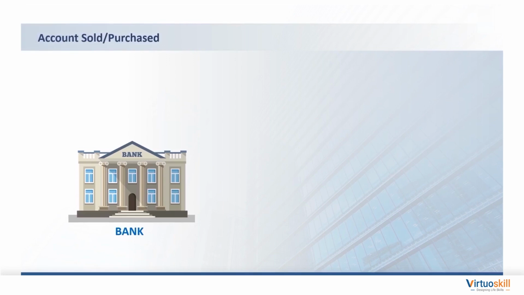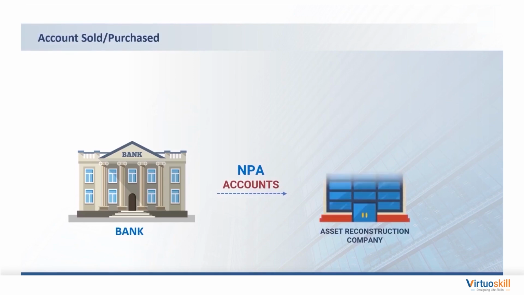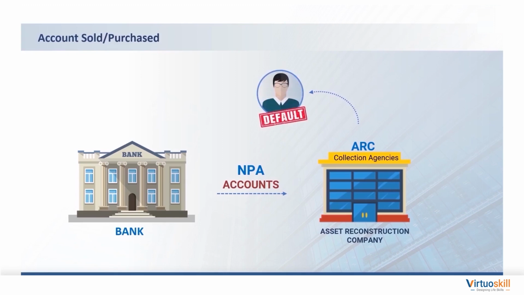Account sold or purchased. Financial institutions sell NPA accounts to ARC, Asset Reconstruction Company, or collection agencies. These accounts are mentioned as account sold or account purchased as the case may be. Generally, defaulters will not be able to trace the mother account if the account exchanges hands multiple times. This is because the details of the mother account are not reported in the credit score.